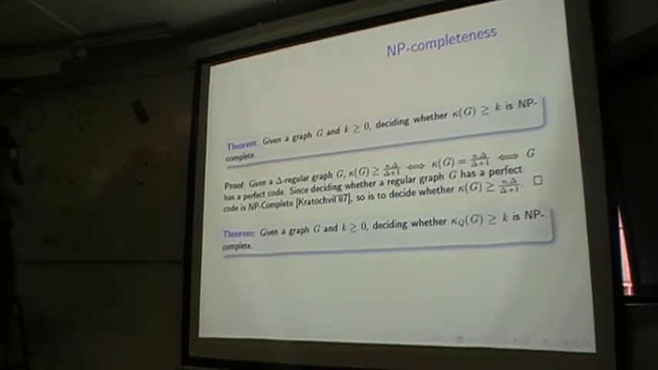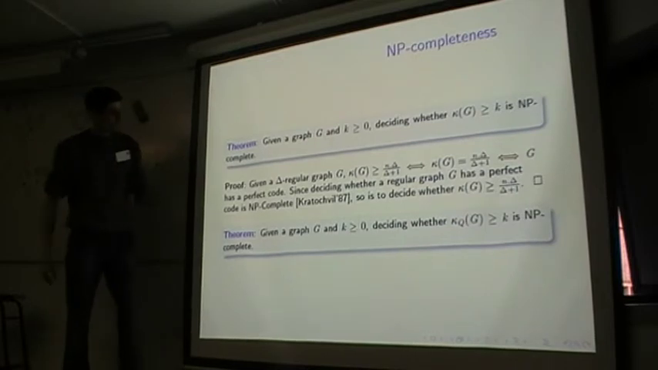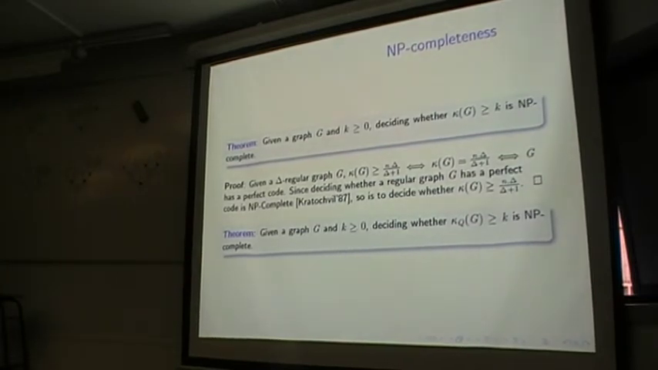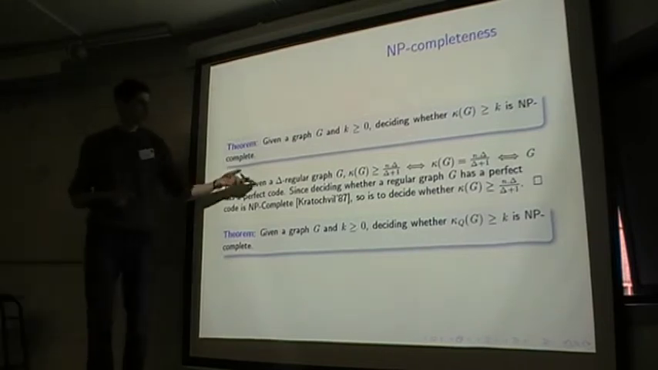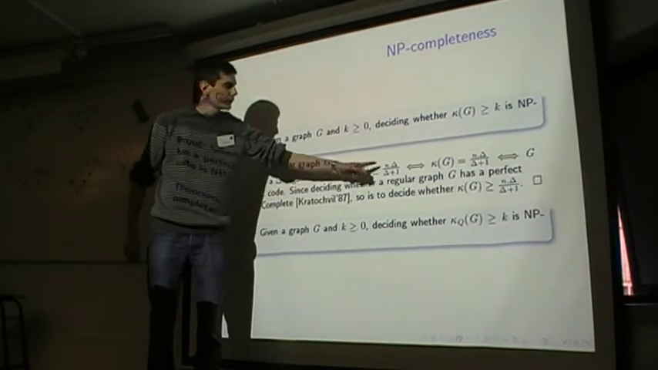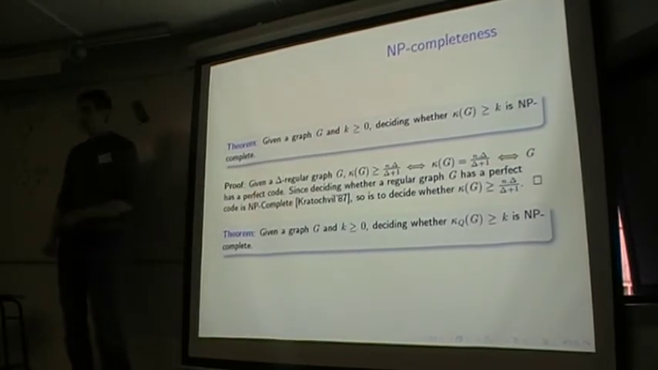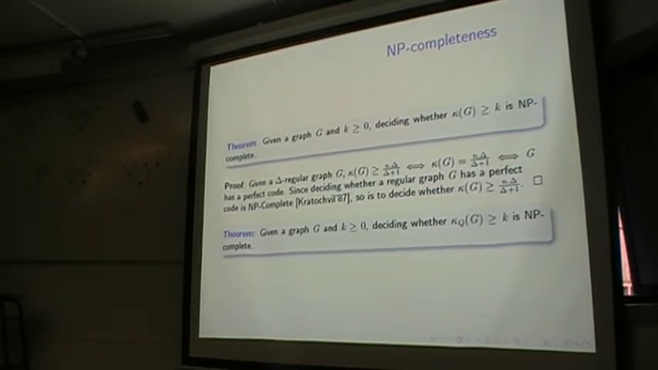And we use this property to prove that the problem is hard, is NP-complete. Because, in fact, it has been proved by Kratochvil that the problem of deciding whether a graph has a perfect code is NP-complete. So we use a reduction to this problem. Okay, we take a delta regular graph, we ask if the kappa of the graph is bigger than this quantity, which means, as we have seen before, that there is a perfect code in the graph. And since deciding whether there is a perfect code or not in the graph is NP-complete, we obtain that this problem is also NP-hard. In fact, the fact that it's in NP is simple. There is a polynomial certificate, which is just the description of a subset of vertices whose odd neighborhood is larger than K. Okay, so we obtain the NP-completeness of this problem.